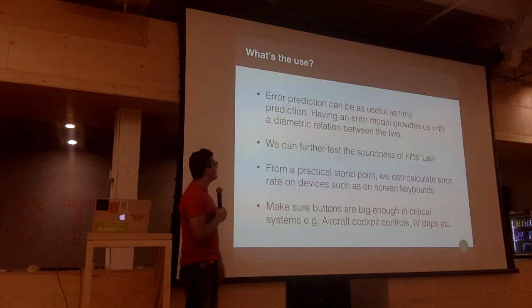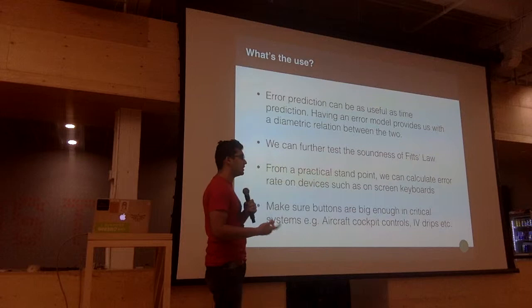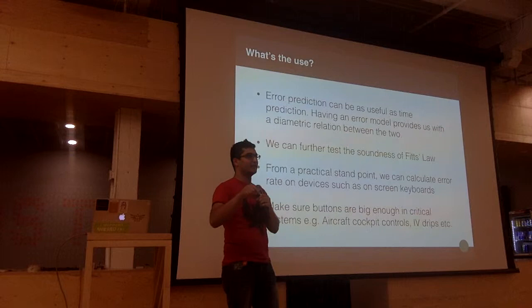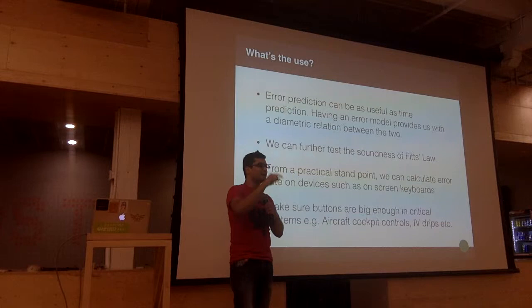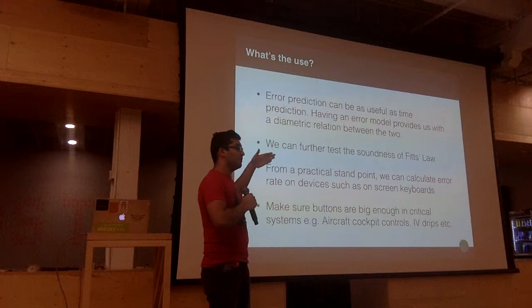So what was the use of predicting this error rate based on Fitts' law? The error prediction can be as useful as time prediction. A good example that my prof gave me was morphine drips. Usually, you will never see an IV drip that has a proper numpad, because people mess up a lot pressing the 0.01, and if you don't press the point, you're going to kill the patient. That's why with IV drips you often see big buttons that go up and down one little increment. So in cases where you need an emergency button, you can use Fitts' law and this error rate to figure out how big to make a button so that the chance a user will accidentally hit it is really low.